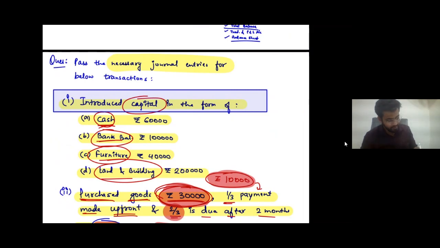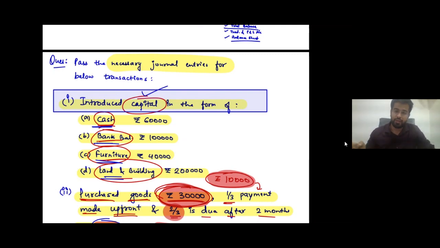So in the last lecture, we have given you some basic journal entries which cover all the basic part. For example, first, entries for the introduction of capital in the form of cash, bank, furniture, land and building. Now, everyone who is listening to me right now, you have to say with me what the journal entry will be just by reading it. Now, it is mentioned that introduce capital in the form of cash. That means cash account debit 60,000 to capital account 60,000 because it has been introduced by the owner.